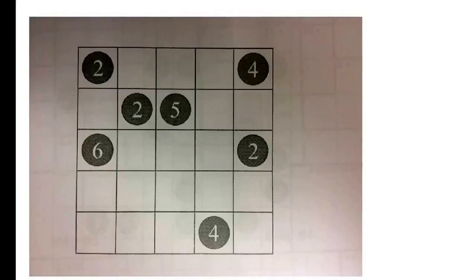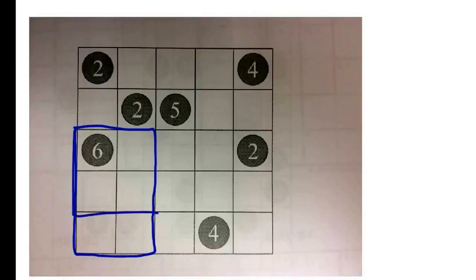It's a 6. So the only way we can get a rectangle of 6 would be 2 by 3 like this, or the other option would be 2 by 3 like that. And we're not sure which way it would go, so let's just skip that one for now.